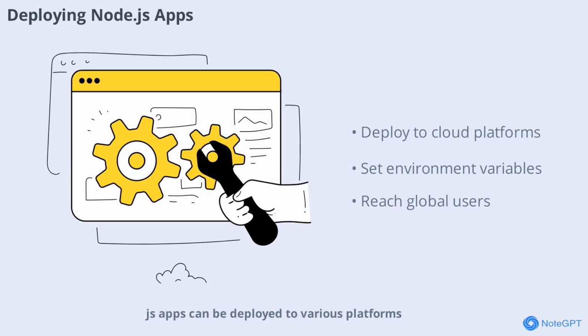Node.js apps can be deployed to various platforms including cloud services like Heroku, AWS, or DigitalOcean. Deployment involves uploading your code, setting environment variables, and configuring your server. With the right setup, your app can reach users around the world.